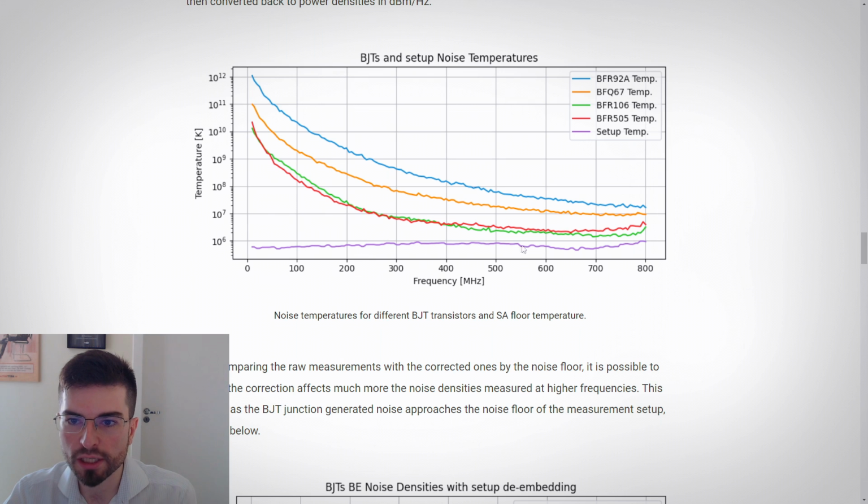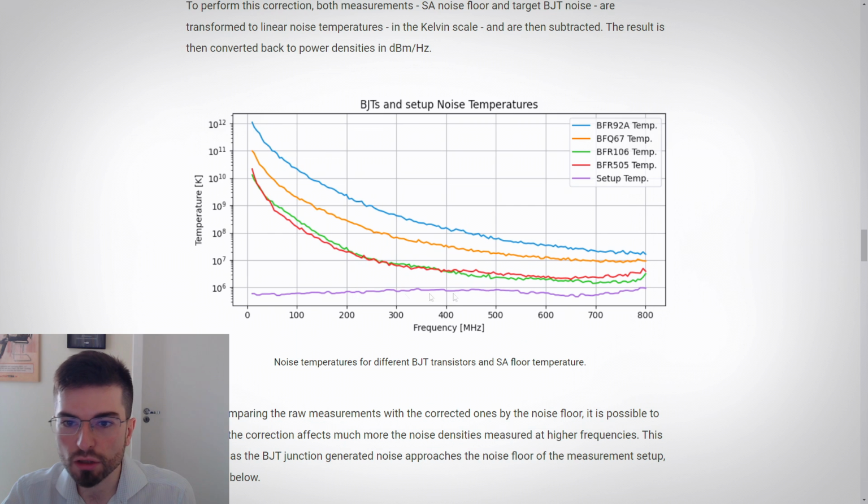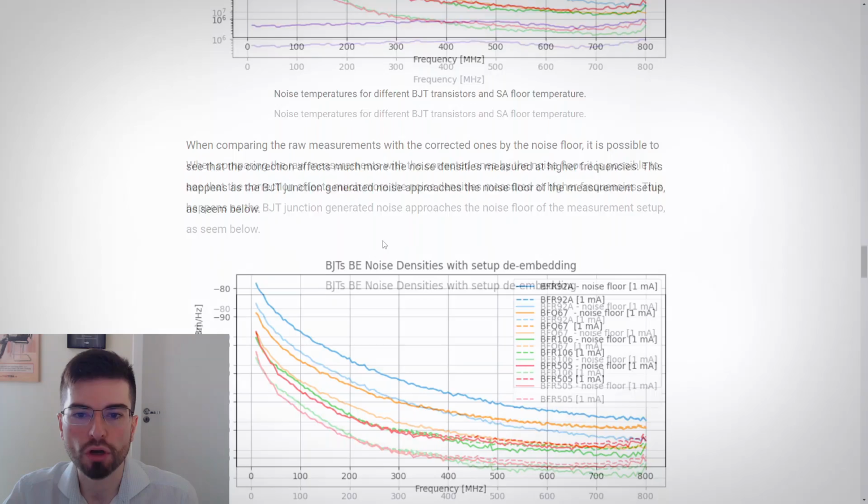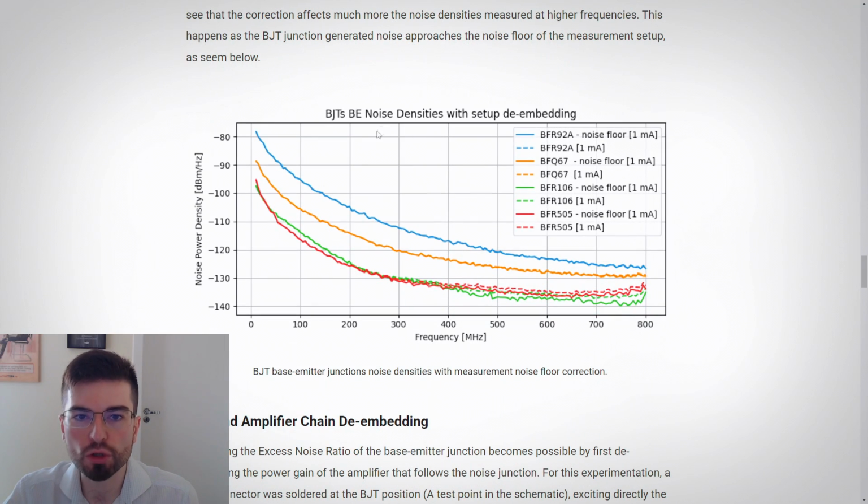This is the noise temperature generated by the measurement setup. Subtracting the noise temperature floor from the measurements and converting it back to noise densities, we can have here the corrected measurement. And we see that the corrections are more important when the two lines approach, when the noise temperatures have similar magnitude. Of course, when the DUT has a much higher noise temperature, we don't see a deviation between the original measurement and the corrected measurement, because the DUT in this region here is generating orders of magnitude more noise than the spectrum analyzer.